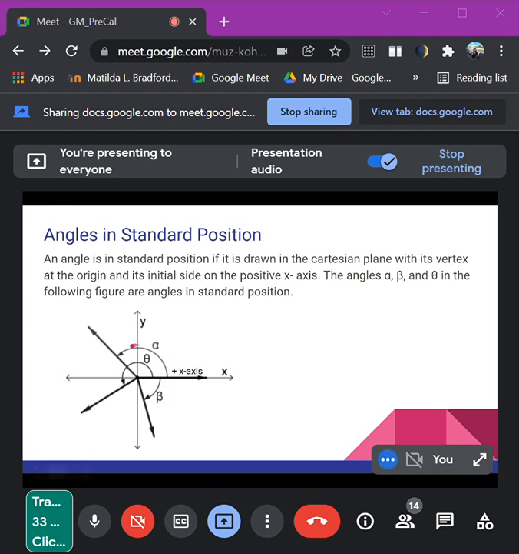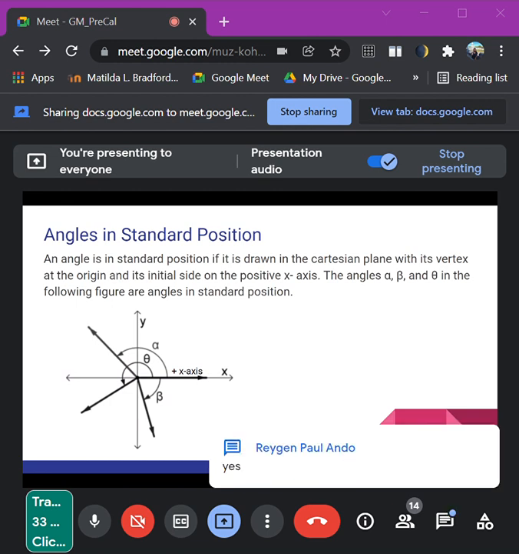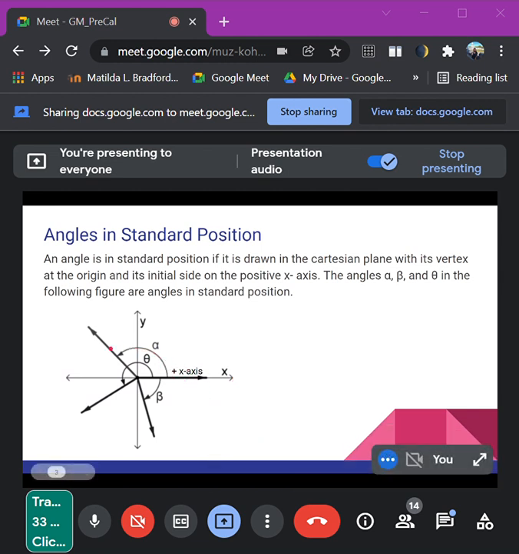As you can see here, this is alpha, class, it starts from here. So our alpha started at the positive x-axis, yes or no? Its initial side, did it start on the positive x-axis? Yes or no? Okay, yes. So this alpha here, the angle alpha, is in standard position. And then we have here our beta.